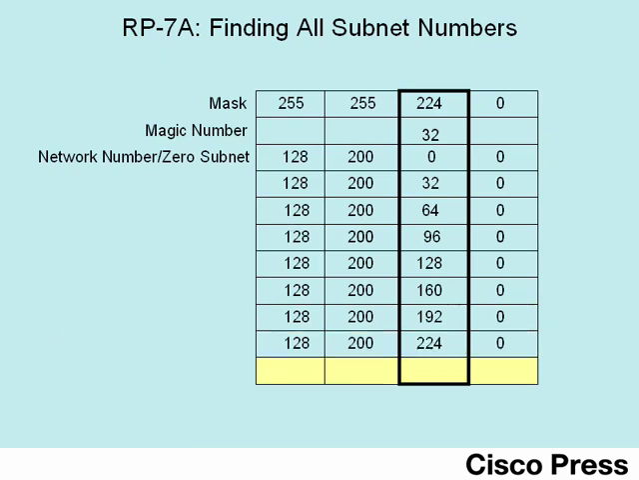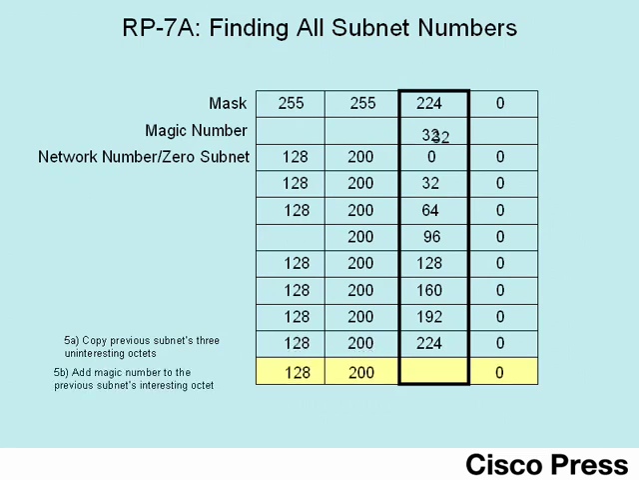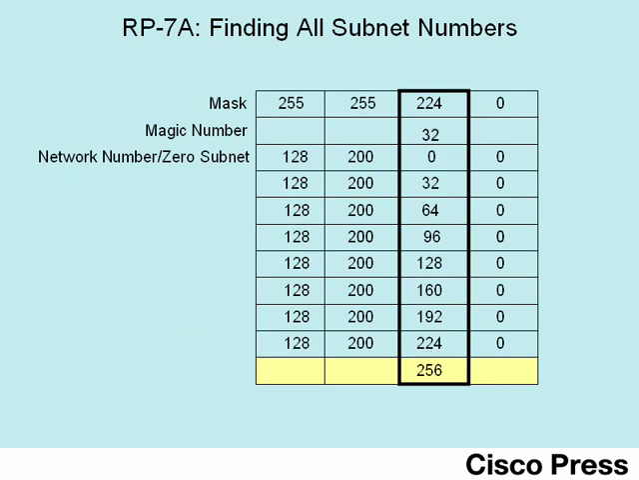Now we're close to the end of the table, and as you might guess, we're almost to the end of the process. At this point, we just keep repeating the process, copying the 3 boring octets to the next line, adding the magic number of 32 to the previous subnet number's value. In this case, we get a value of 256 as this last subnet number. Now, even if you didn't know much about the process shown in this video, you'd probably think that the value of 256 is a strange number in an IP address or a subnet number. Normally, you'd expect to see numbers between 0 and 255 inclusively inside a dotted decimal IP address or subnet number.